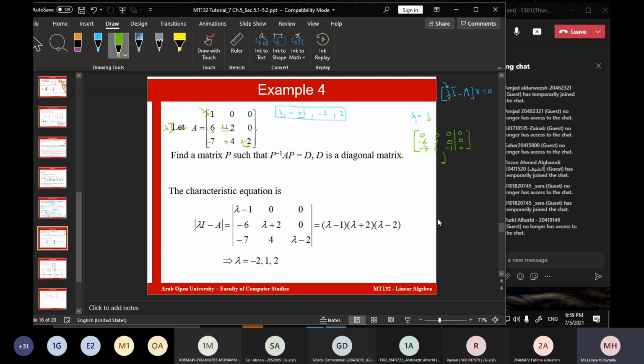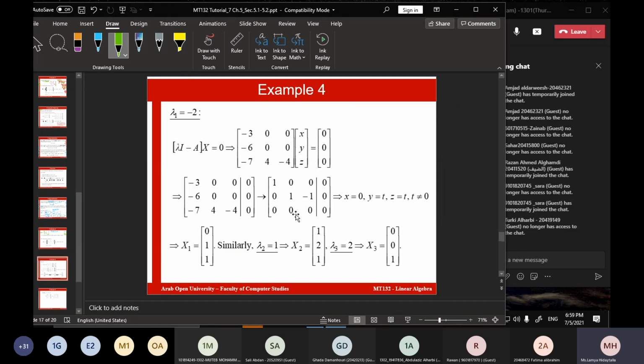Reduce to the echelon form and then find the solution. And then here you will find that when lambda equals 1, you should get this corresponding eigenvector. Okay, so you should end up here. As a homework, check it. You should reach here. And then next time, what do you do?